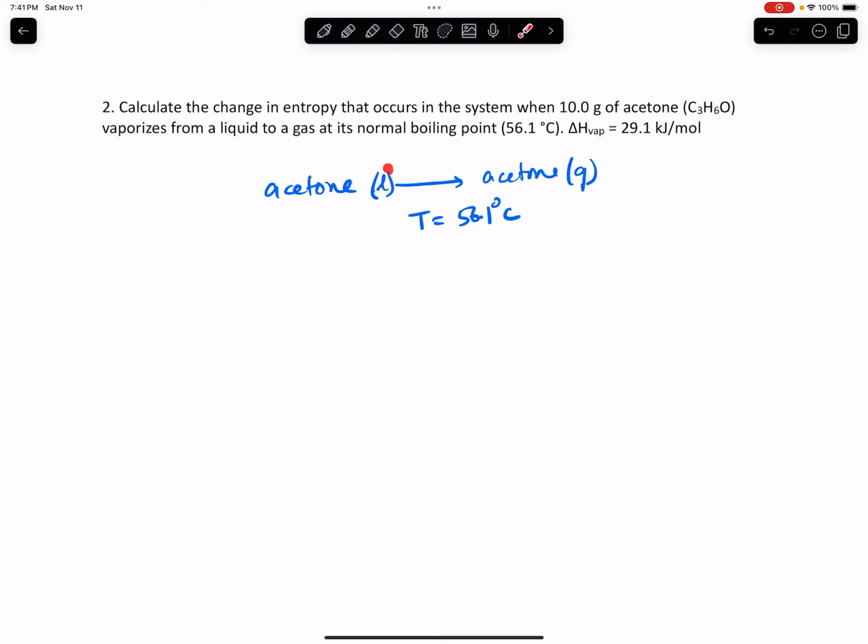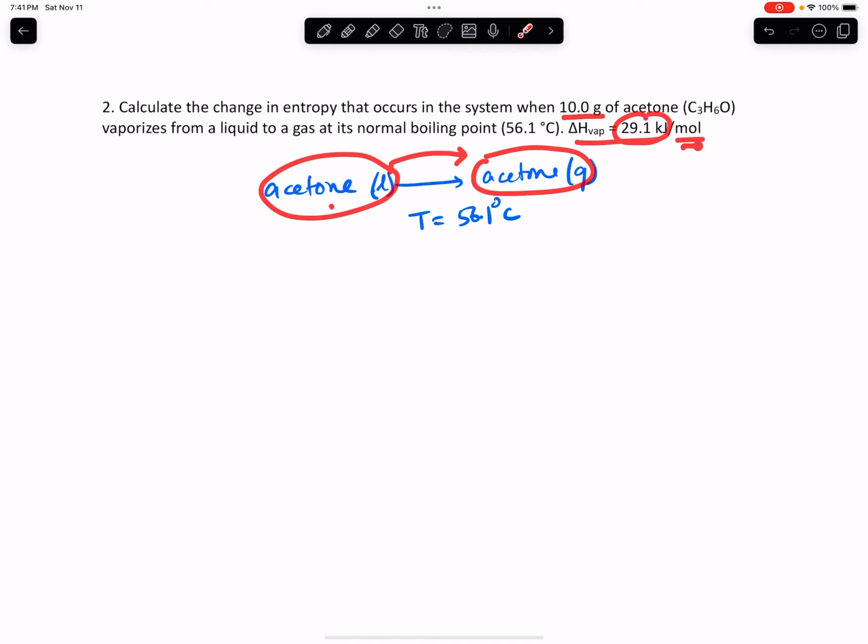And the heat that will be taken up at this constant temperature to change from the liquid to the gas is given by the heat of vaporization. What this means is you have 29.1 kilojoules of heat needed for every 1 mole of acetone. Now, what's important to remember is that they're asking you for 10 grams of acetone, not 1 mole. So we have to factor that into our calculation.